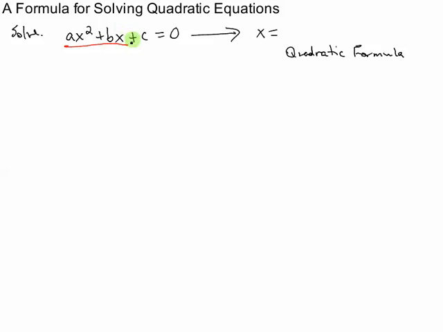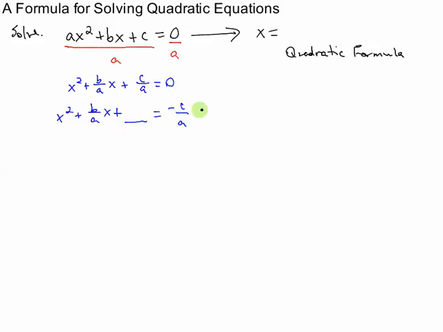So if I want to do that, the first thing I would like to do is get a 1 in front of my x squared, and the way to do that is to divide by a. Now I have to keep the equation balanced, so I must do that on the right side as well. So I end up with x squared plus b over a x plus c over a equals 0. Then I will isolate my x terms so I can complete the square. So I'll subtract my constant c over a.